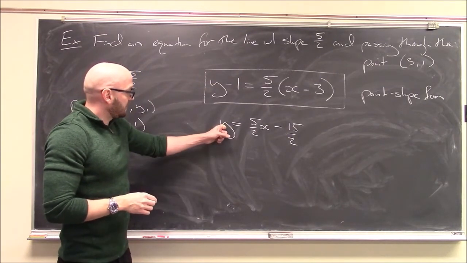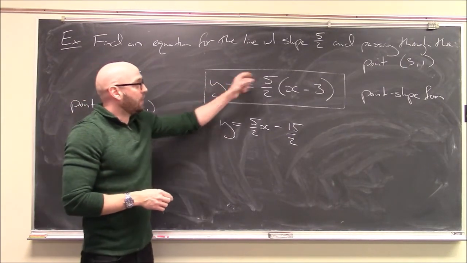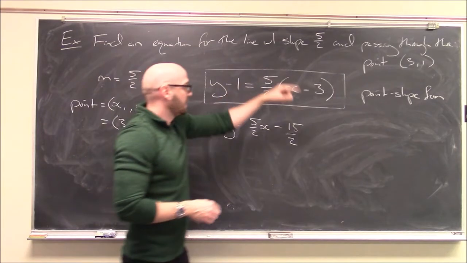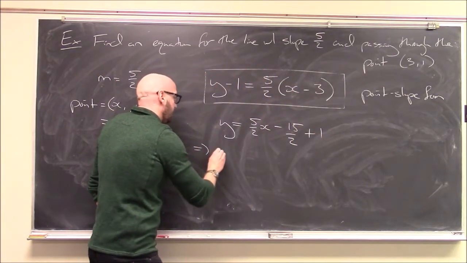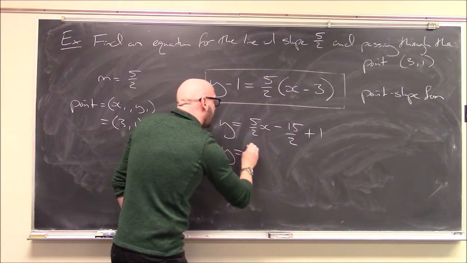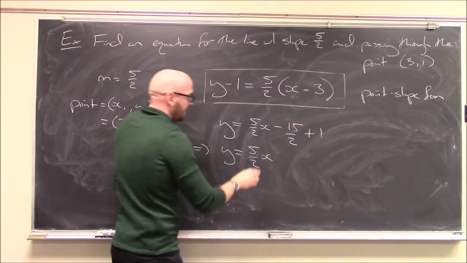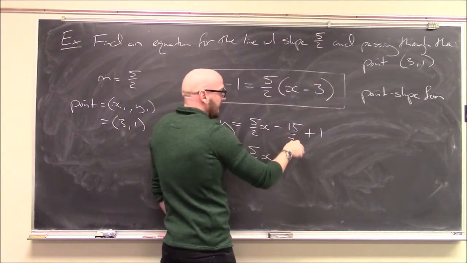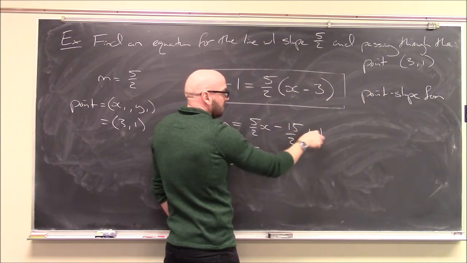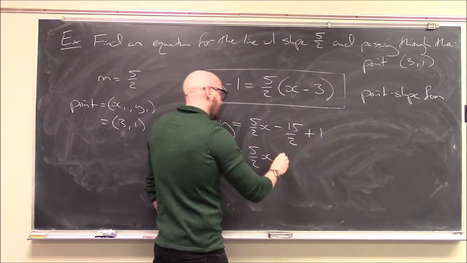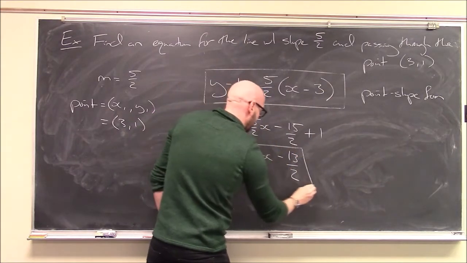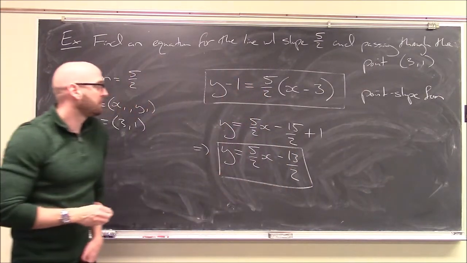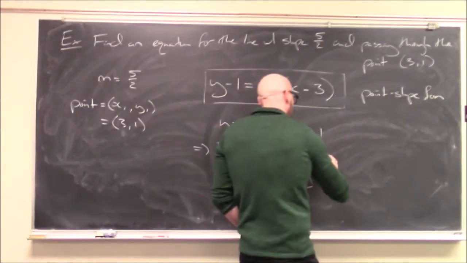And of course, if I just have y equals on the left, that means I'm adding 1 to both sides. So add 1 to both sides, plus 1. And if we simplify this, y equals 5 halves x minus 15 halves plus 1, so minus 15 halves plus 2 over 2 is minus 13 halves, 13 over 2. And this is in slope-intercept form.